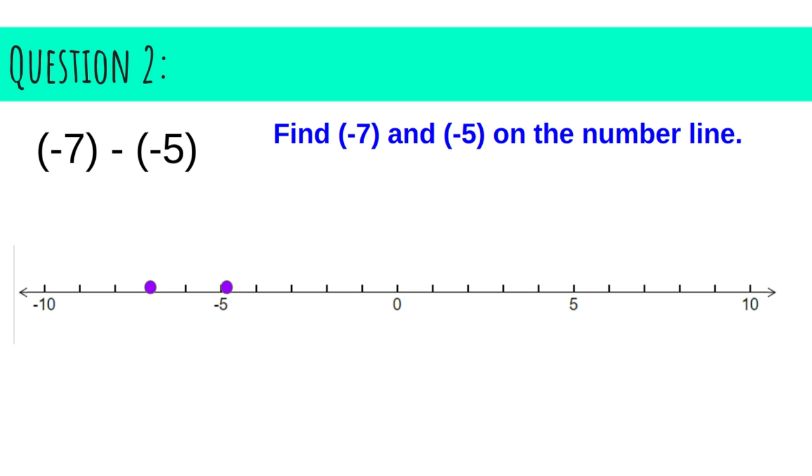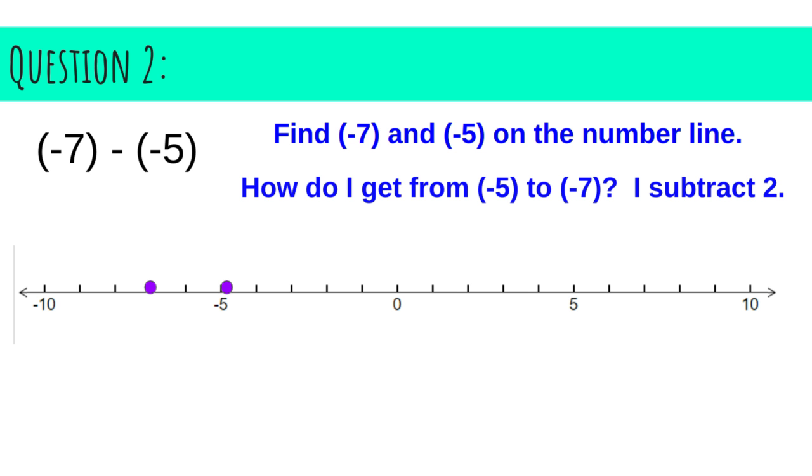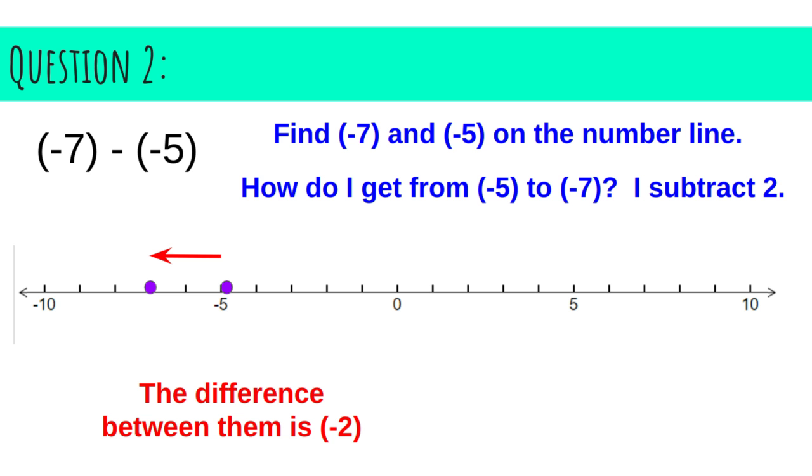These 2 points are close together on the number line. There's not a big difference between them. If I'm at negative 5 and I'm trying to get to negative 7, I have to go 2 in a negative direction. The difference between them, negative 2.